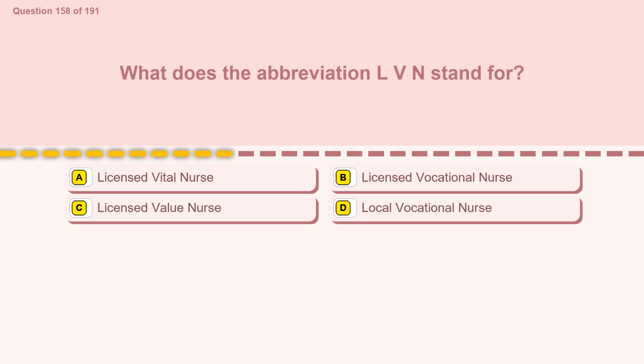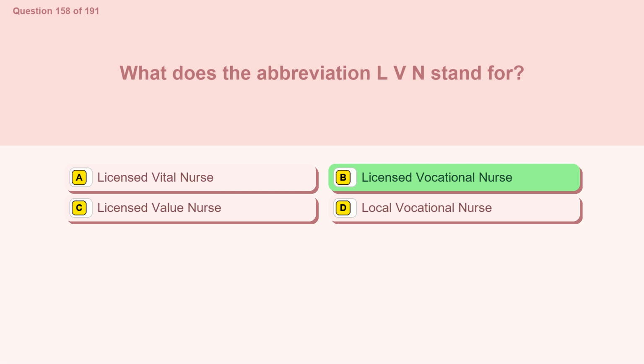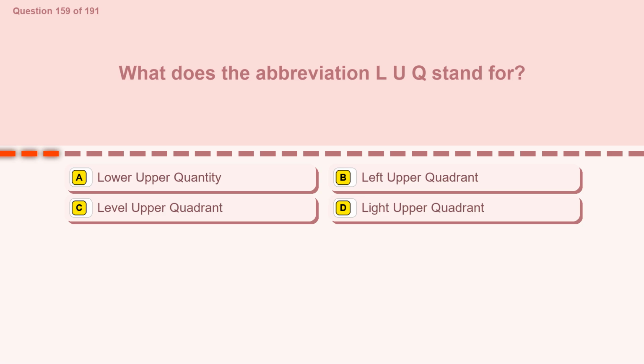Option A, licensed vital nurse. Option B, licensed vocational nurse. Option C, licensed value nurse. Option D, local vocational nurse. The correct answer is option B, licensed vocational nurse. Licensed vocational nurse is the title used for an LPN in certain states like California and Texas. Question 159. What does the abbreviation LUQ stand for?